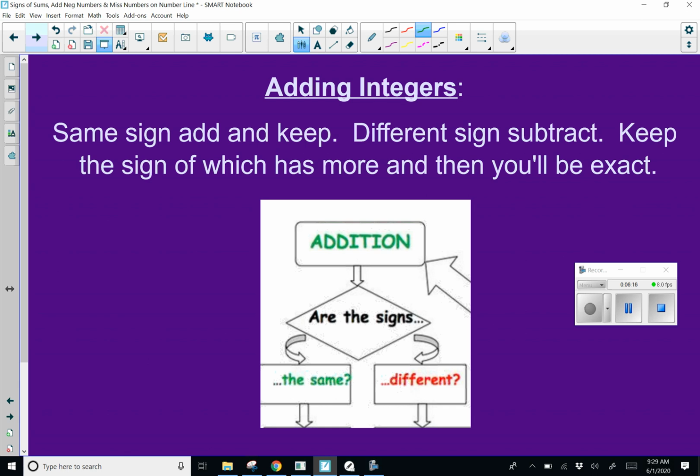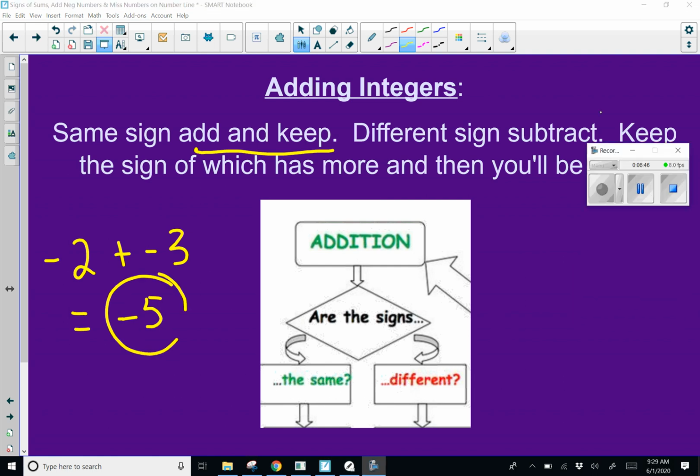And what that is basically saying is if you're adding two integers and they're both positive or they are both negative, see, it says same sign, add and keep. So let's say I have negative 2 plus negative 3. Well, they're both negatives, so I'm going to add and keep my sign. So 2 plus 3 is 5, and I'm going to keep my sign.